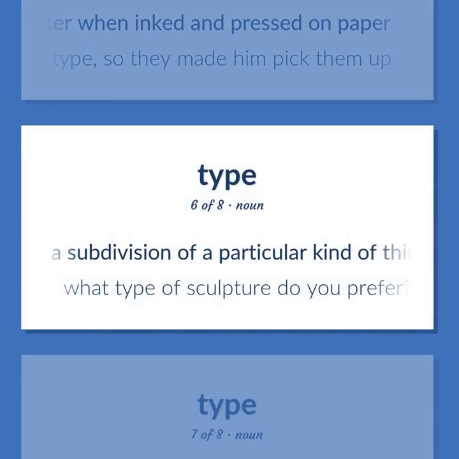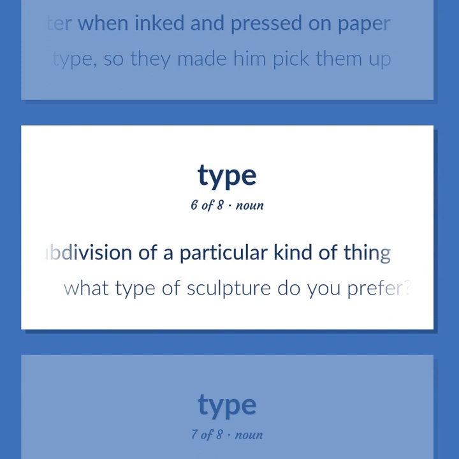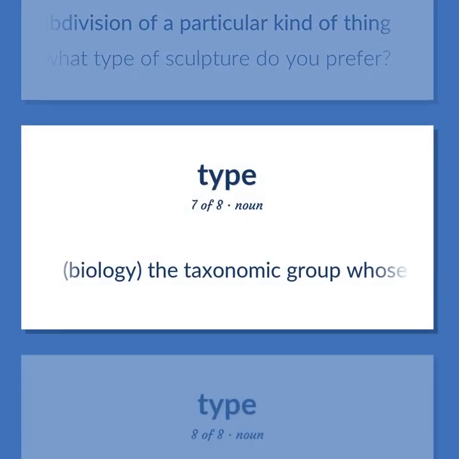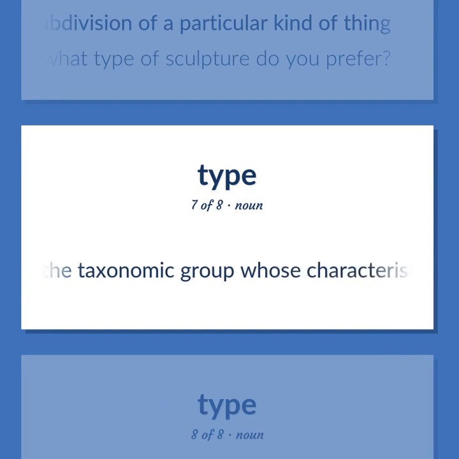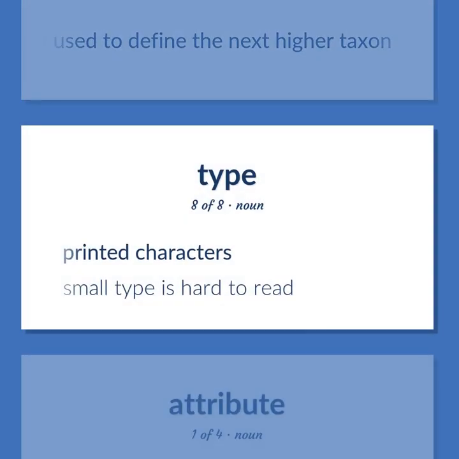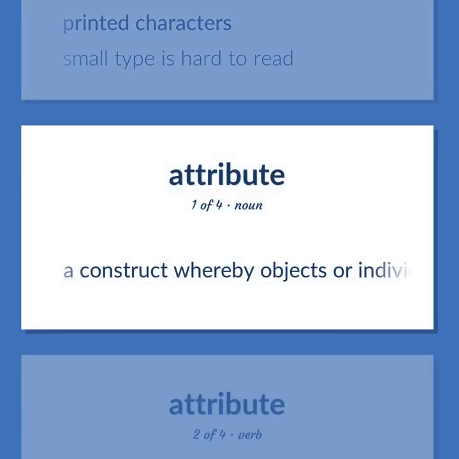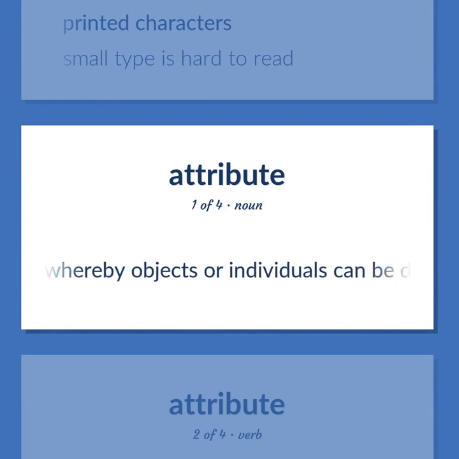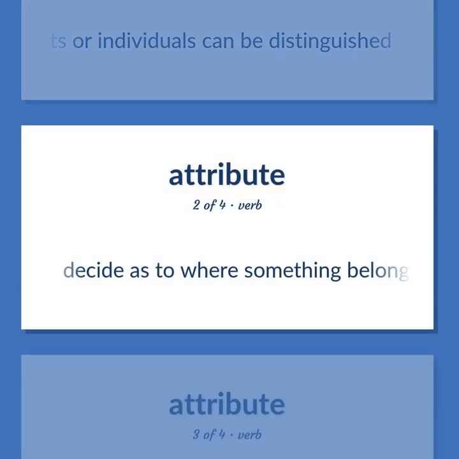A subdivision of a particular kind of thing. What type of sculpture do you prefer? Biology, the taxonomic group whose characteristics are used to define the next higher taxon. Printed characters. Small type is hard to read. A construct whereby objects or individuals can be distinguished. Decide as to where something belongs in a scheme.